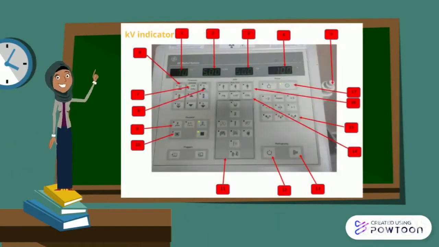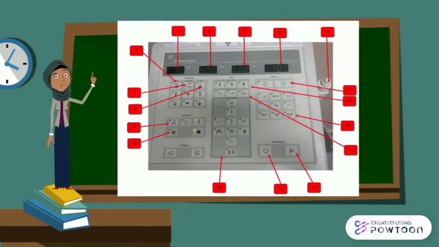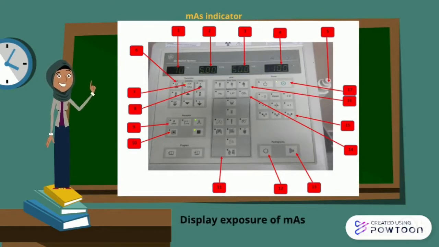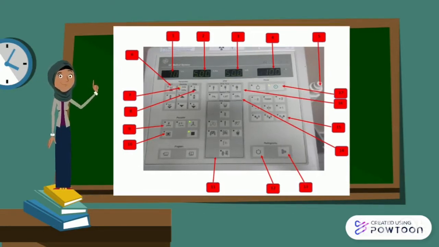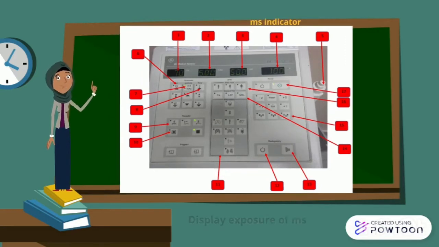The first label is the kV indicator. It displays exposure of kV. The second label is mAs indicator. It displays exposure of mAs. The third label is mA indicator. It displays exposure of mA. The fourth label is the ms indicator. It displays exposure of ms.